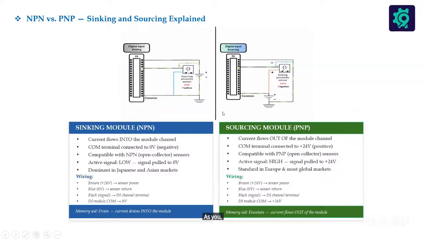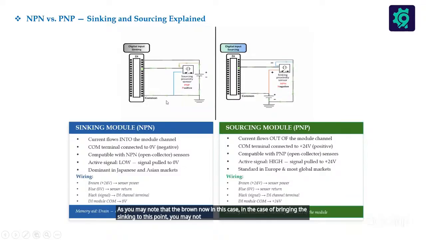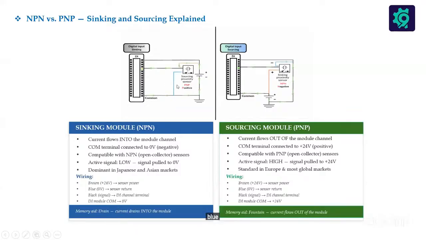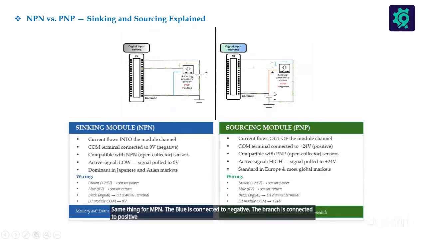But as you may note, in the case of bringing the sinking sensor to this point, the blue end is connected to negative for PNP. Same thing for NPN, the blue is connected to negative. The brown is connected to positive for NPN. The brown is also connected to positive for PNP. So the wiring still remains the same.